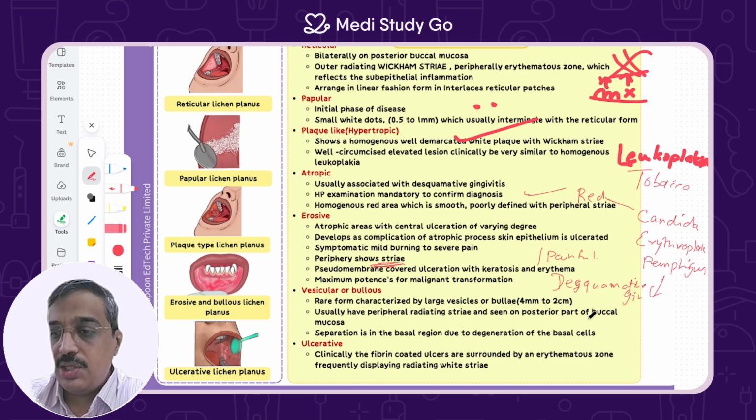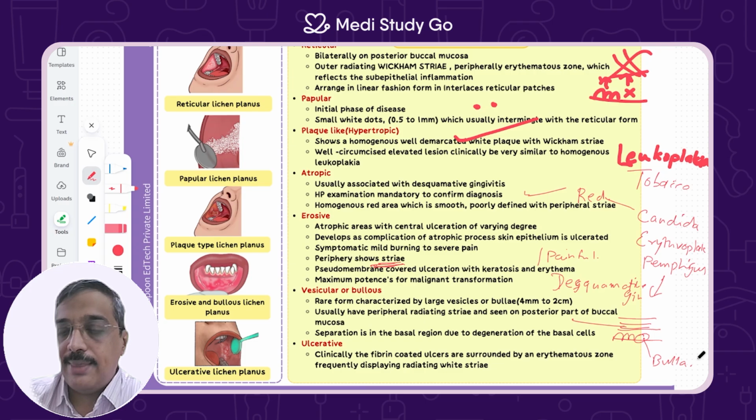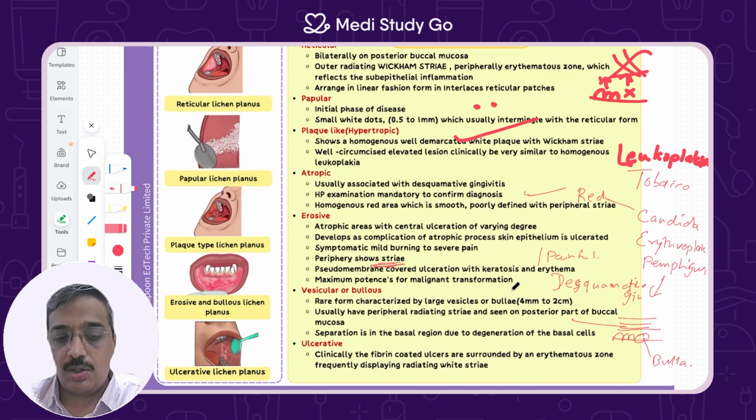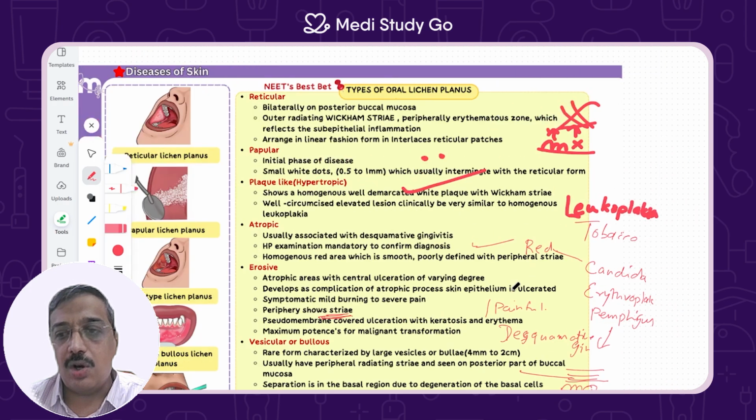Another characteristic feature of lichen planus is that because of the basal cell degeneration, in certain areas the separation of the surface epithelium takes place. So you will have a bulla that is formed. And this bulla type of lichen planus is called bullous lichen planus. You can have ulceration as well in cases of lichen planus. But that is not all.